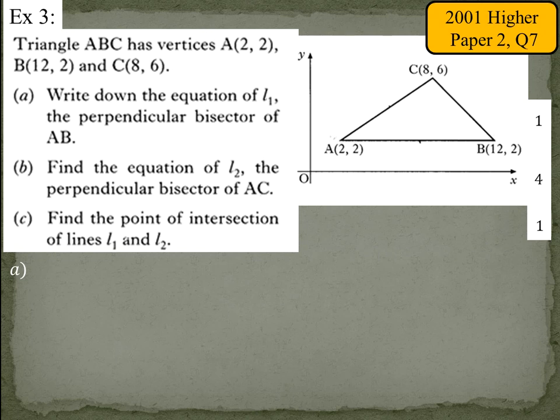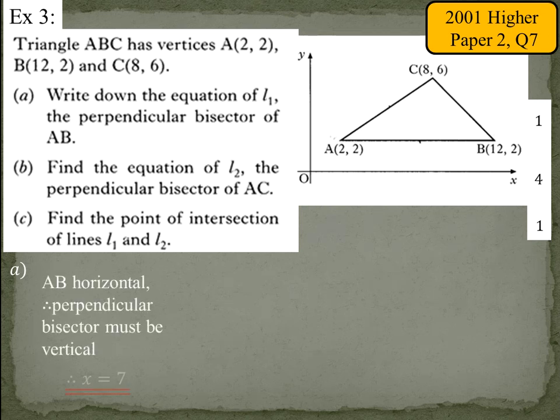Again, you don't get any credit for the working, so I would work it out in my head here. The midpoint between 2 and 12, well, there's a difference of 10. So if we add 5 to 2, we get an x coordinate of 7. So therefore, the equation of the perpendicular bisector is x equals 7 because it's vertical. So that's why it was only worth 1 mark.